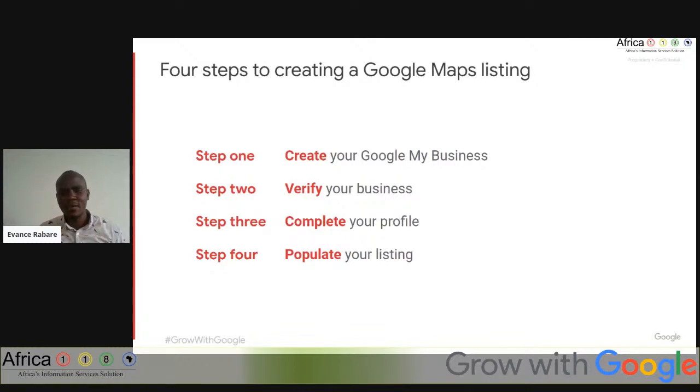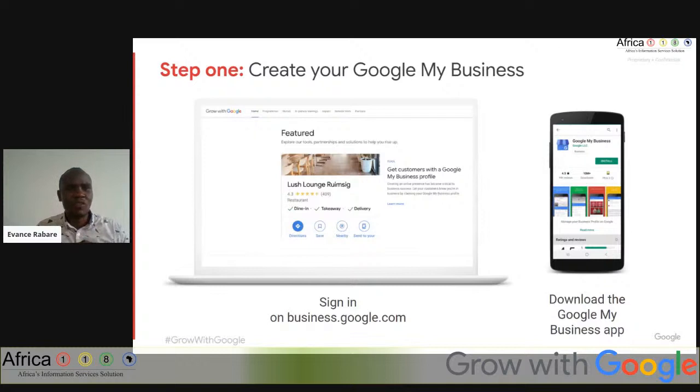So it has four steps. As I mentioned, the first one is creating your Google My Business. You go to business.google.com, or you can do that through the app. If you've already signed up, you simply log into your Google My Business account and follow the steps that I'm going to show you bit by bit. So this is the first step.